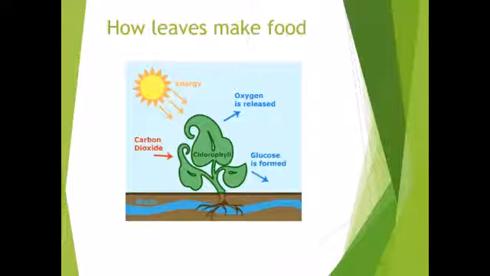When this food is prepared in the leaves, it is transported to all parts of the plant with the help of veins, the main vein and side veins.